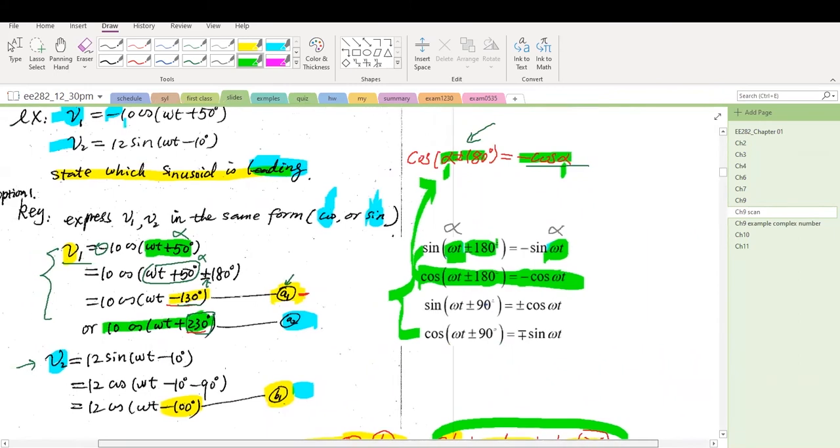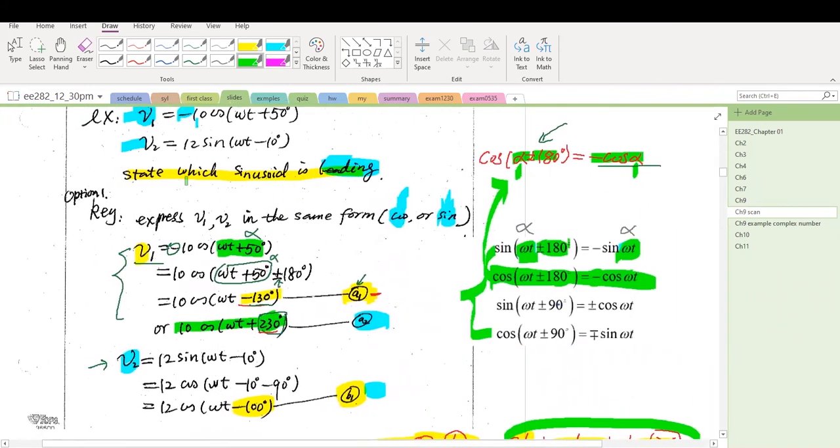In summary, to handle a question like this, we want to express two waveforms, two sinusoids, in the same format, either cosine or sine. So now we express into cosine. We need to get rid of this minus sign here. Remember, the formula in the textbook is a little misleading, so we should treat omega t in the formulas as a general argument, which is alpha, beta, whichever we want. So the whole thing here is treated as alpha, and then we use the formulas here.